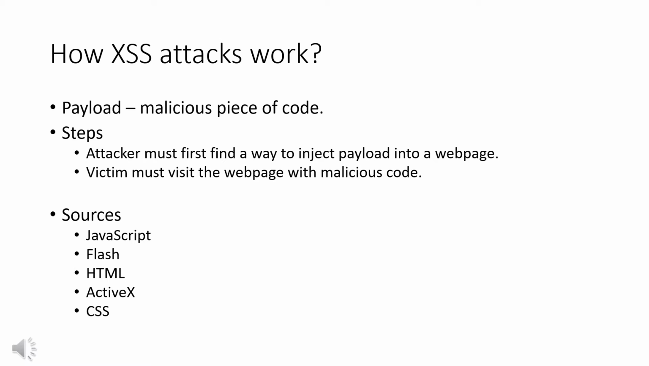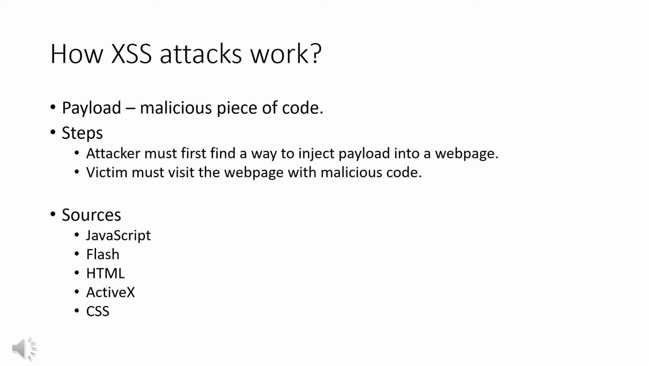Now let us look at how cross-site scripting attacks work. Before we do that, let's understand the simple concept of payload. A payload is a malicious piece of code that is usually transmitted by the attacker to compromise a system. In essence, the cross-site scripting attack is very simple. It is just 2 steps. In the first step, the attacker must find a way to inject the payload into a website. And in the second step, the victim must visit the website with the malicious code.